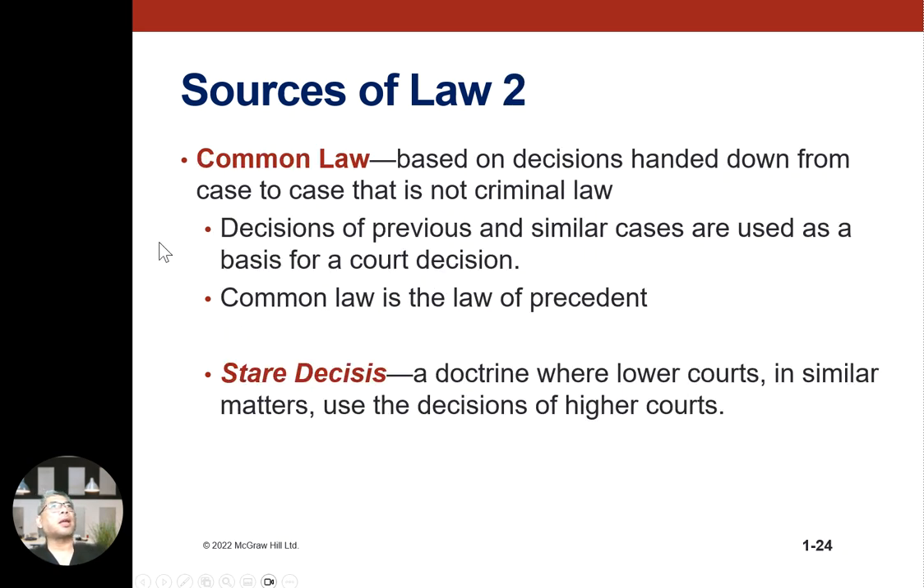Okay. Common law is based on decisions handed down case by case. That is not criminal law. Decisions of previous similar cases are used as a basis for court decisions. Common law is the law of precedent. This is the key part. Common law is the law of precedent. Stare decisis is a doctrine where a lower court in a similar matter uses the decision of a higher court.